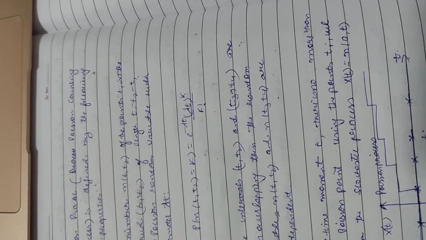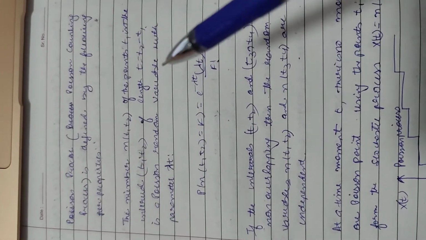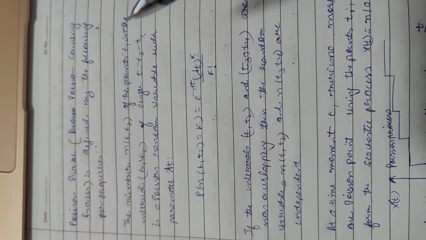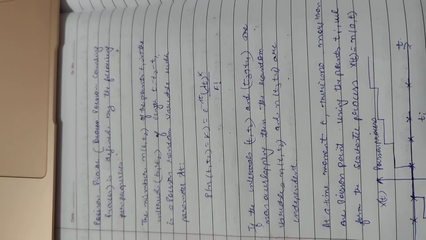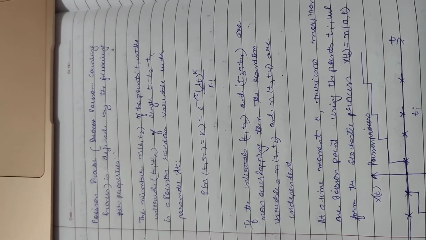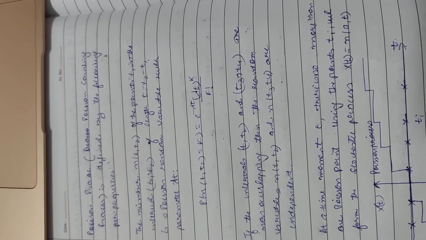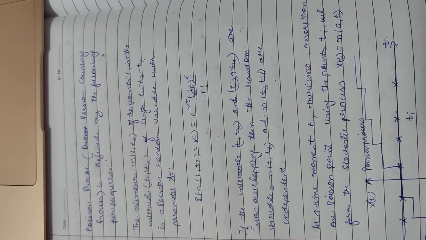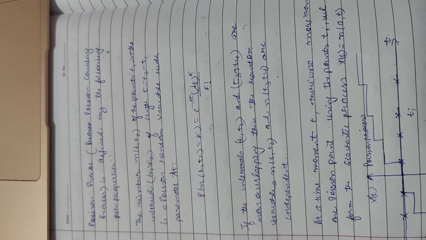Firstly, the number n(t1, t2) of points in the interval (t1, t2) of length t equal to t2 minus t1 is a Poisson random variable with this parameter. Probability of n(t1, t2) equal to k is equal to e power minus lambda t into (lambda t) power k by k factorial.